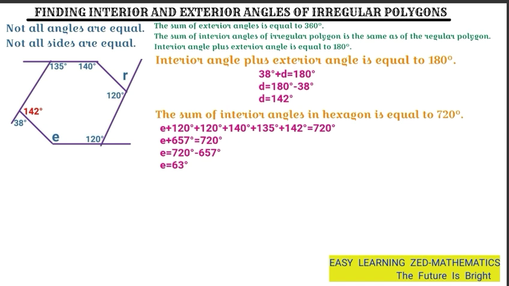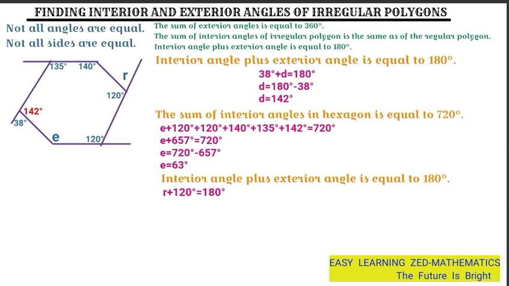So what we're going to do is identify the property we're going to use. The property is the third one, which states interior angle plus exterior angle is equal to 180 degrees. So that's the one I'm going to state down here: interior angle plus exterior angle is equal to 180 degrees. That means we have R plus 120 degrees is equal to 180 degrees.